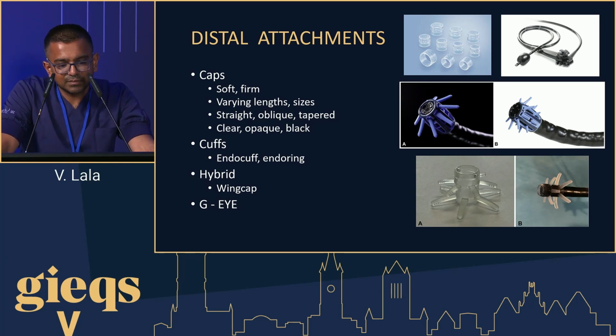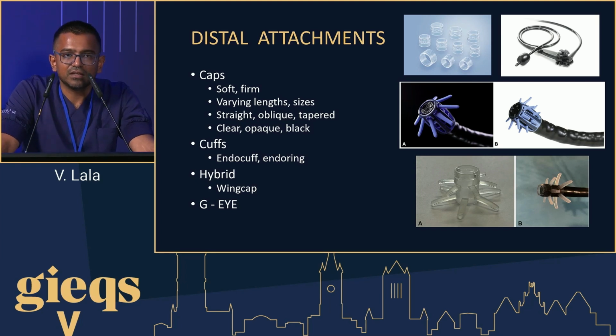A cuff is a little bit different. It attaches over the scope, and it essentially has prongs on the side of the cuff. Those prongs elongate beyond the scope radially, and they're used to stretch out folds. You then get hybrid devices which do a little bit of both. So they project distally, and they have radial prongs as well.